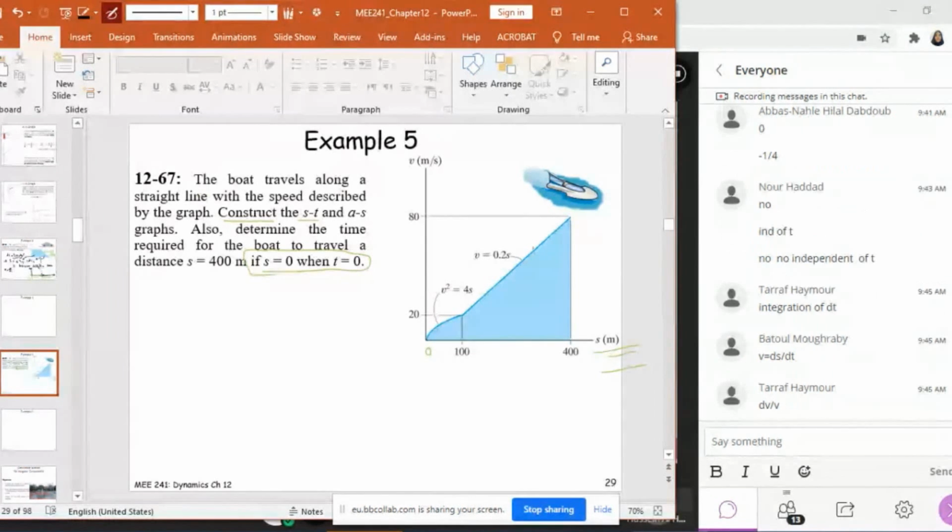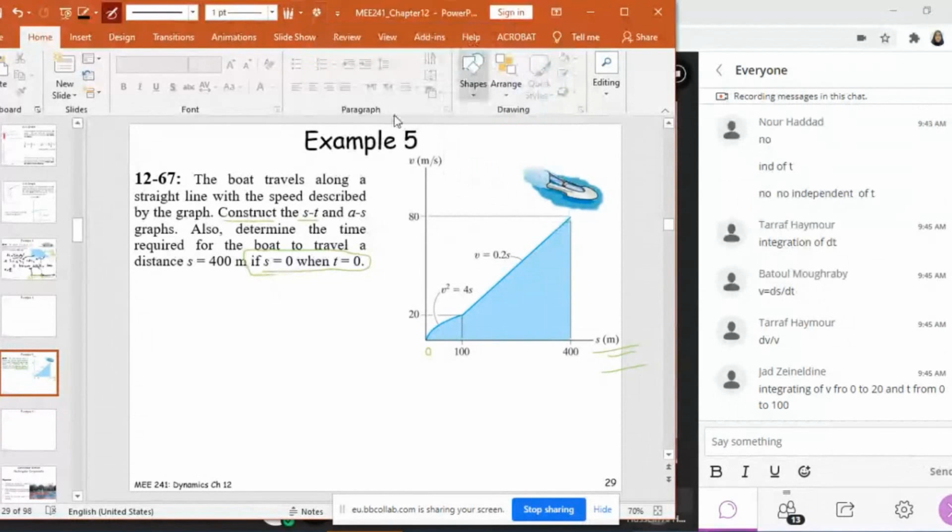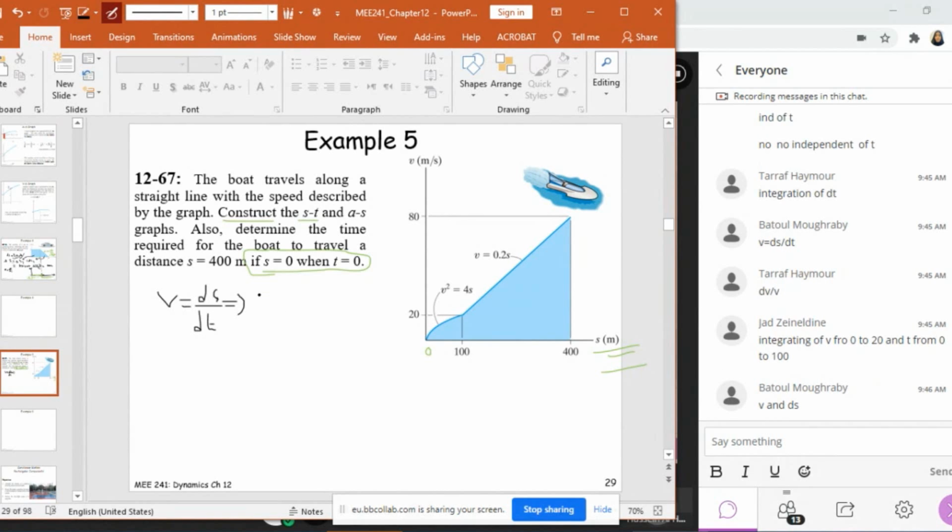V is equal to ds over dt. Yes, perfect. It is V is equal to ds over dt, guys. Perfect, Batul. Because I know V versus S, I need to find S versus T. So I need to choose the equation that has V, S, and T. What is the equation that has V, S, and T? It is V is equal to ds over dt. And now, guys, if I want to do a separation of variables, how can I do it? In fact, guys, in the previous problems, I could find the S by separating the variable and multiplying V by dt. Is this our case now?